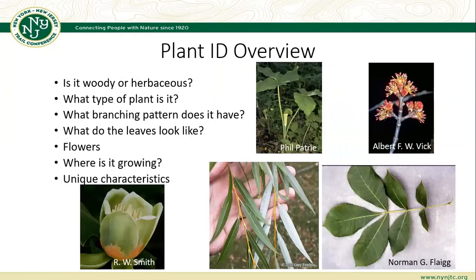So as an overview of general plant ID, you're going to want to think, is it woody or herbaceous? What type of plant is it? What kind of branching pattern does it have? Alternate or opposite, whorled or basal? What do the leaves look like? What shape are they? What does the leaf margin look like? What are the flowers like? Where is it growing? And what kind of unique characteristics does it have?